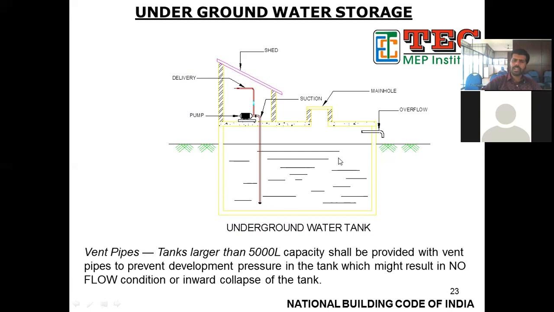So just imagine this is an underground reservoir or an underground tank. This is the pump, and this is the pump room or a shed, we can say. And there will be a suction pipe and a delivery pipe, and this is the pump. And this is the manhole, through which we can inspect these things. There will be an overflow pipe also. So when the level increases, it will overflow through this pipe. This is the ground level.